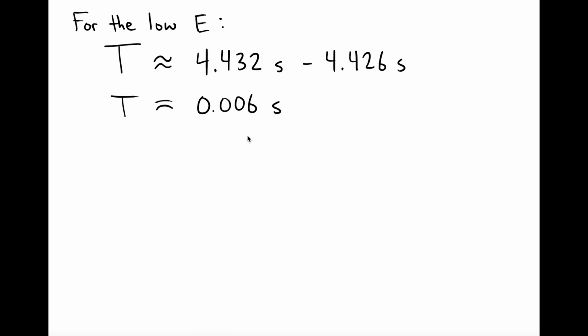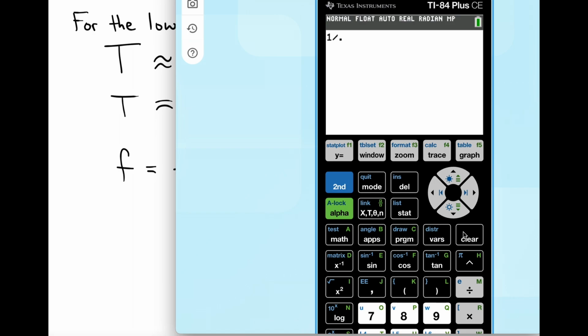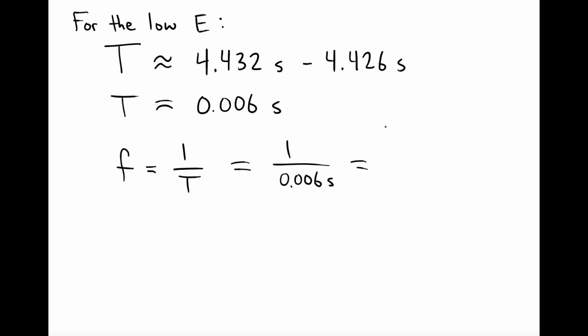Alright, so now that we have the period of the waveform, in order to find the frequency of it, we can just use the formula that the frequency is 1 over the period. So that should be 1 over 0.006. It's 167 hertz.